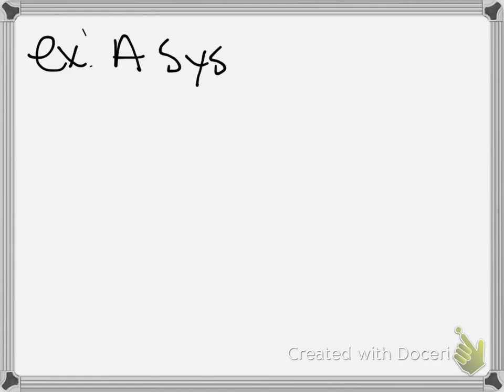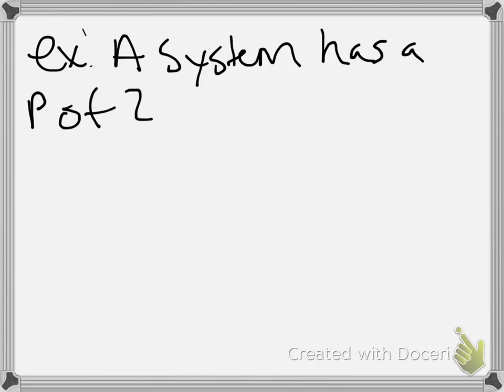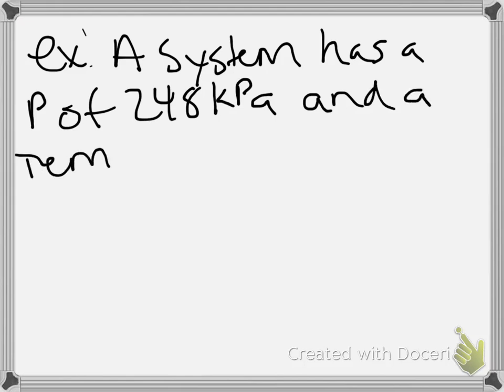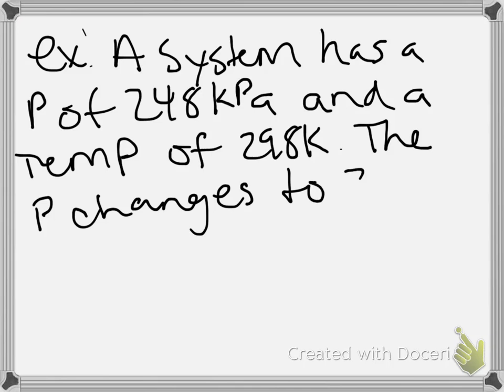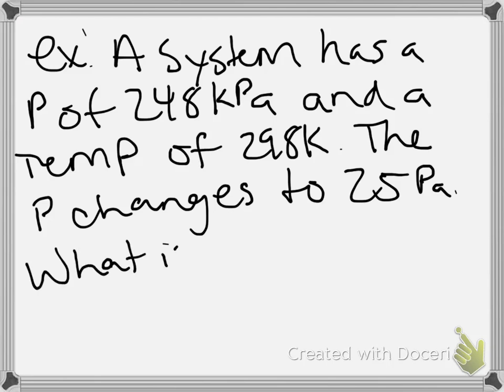A system has a pressure of 248 kPa, which are kilopascals, and a temperature of 298 K. The pressure changes to 25 pascals. What is the new temperature?